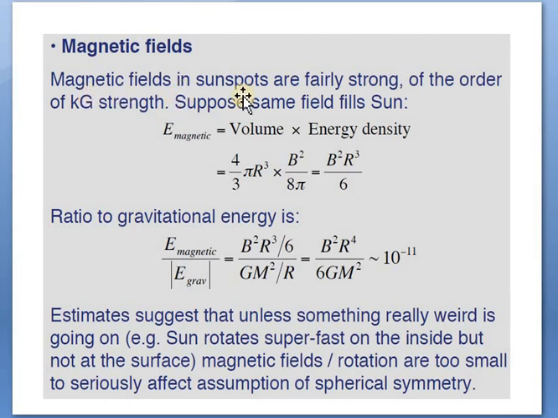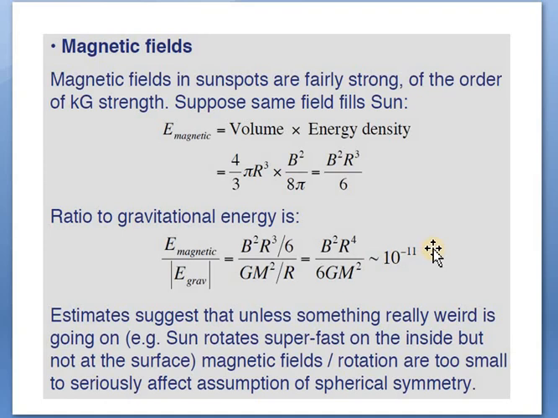Now suppose the same field fills our entire Sun. Then let us find the magnetic energy, and you can estimate this. After that, similar to the previous case, we can take a ratio of magnetic energy to gravitational energy. Previously we did that for rotational by gravitational, now magnetic by gravitational, and for our Sun this value turns out to be 10 to the power minus 11, very small.